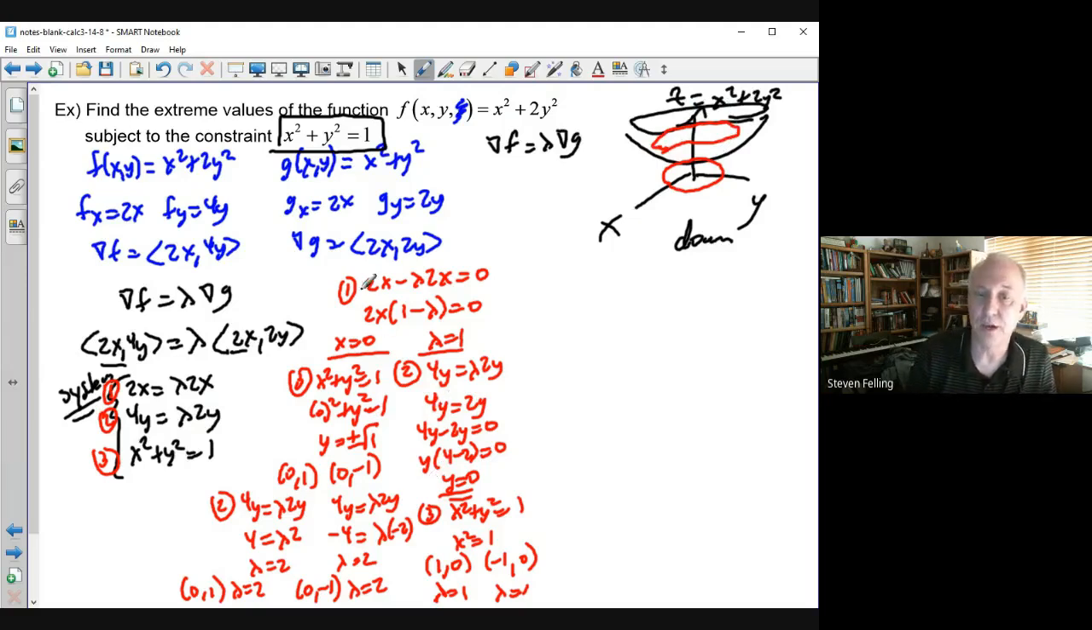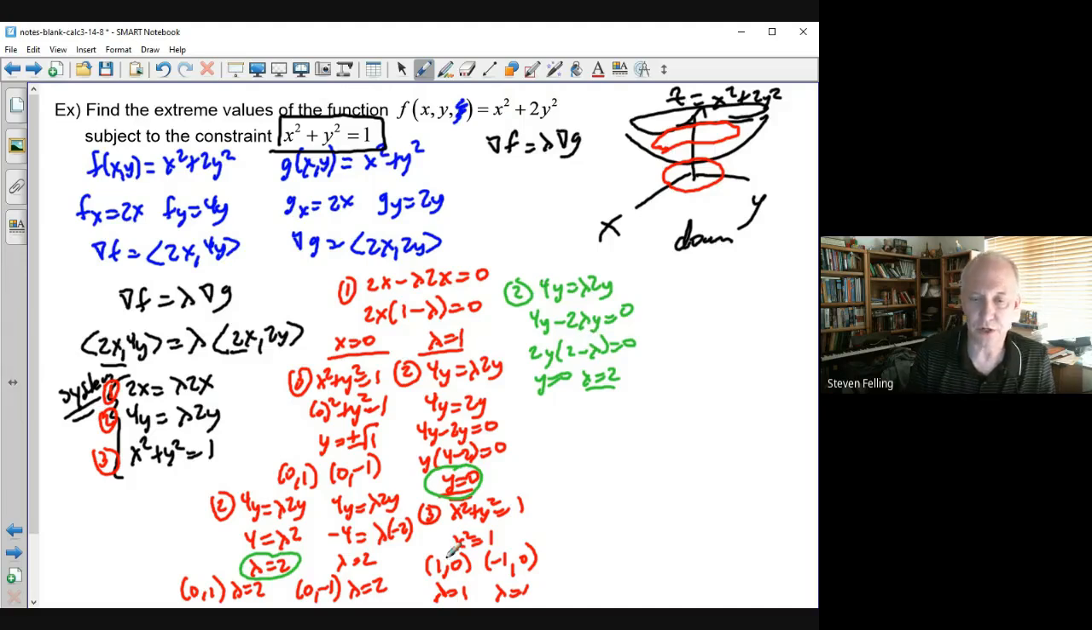Now that all came from starting with equation number 1. What if we were to start with equation number 2? Let's just see that we don't get anything else. If I were to start with equation 2, which was 4y equals lambda 2y, and do the same thing, 4y minus 2 lambda y equals 0, we could factor out a 2 and a y, and we would get 2 minus lambda equals 0, which is going to happen when y is 0, which I've already explored, right? Or if lambda is equal to 2, which I've already explored. So that's not going to give me any additional numbers.